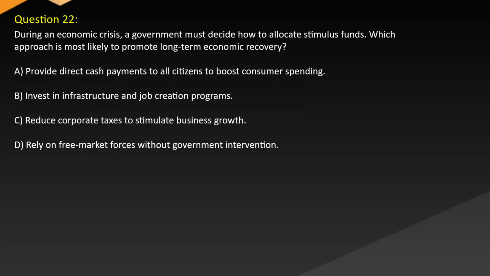Question 22. During an economic crisis, a government must decide how to allocate stimulus funds. Which approach is most likely to promote long-term economic recovery? A. Provide direct cash payments to all citizens to boost consumer spending. B. Invest in infrastructure and job creation programs.